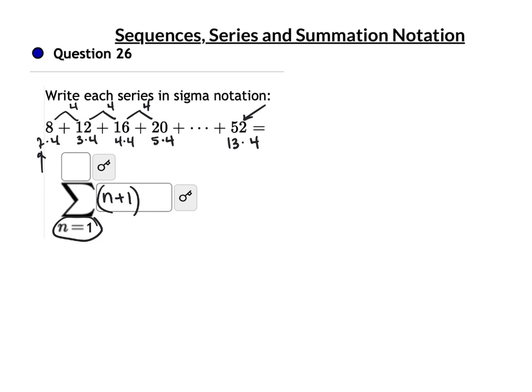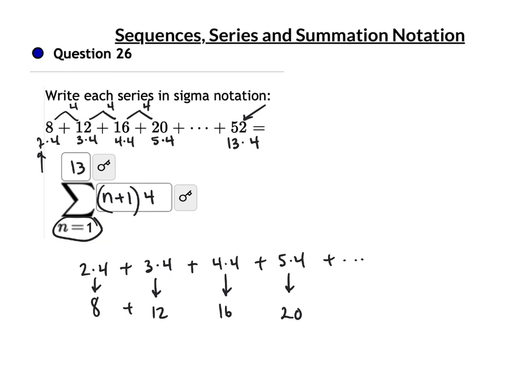And we go from 1 to 13. Now let's check this. If I plug in 1, it's 1 plus 1 times 4. That's 2 times 4. That gives me that 8. When I plug in 2, it's 2 plus 1, which is 3 times 4, and that gives me that 12. And when I plug in the next number, 3, it's 3 plus 1 times 4, which is 4 times 4, and that gives me that 16. And plugging in 4, 4 plus 1 is 5, that's 5 times 4, that gives me that 20.